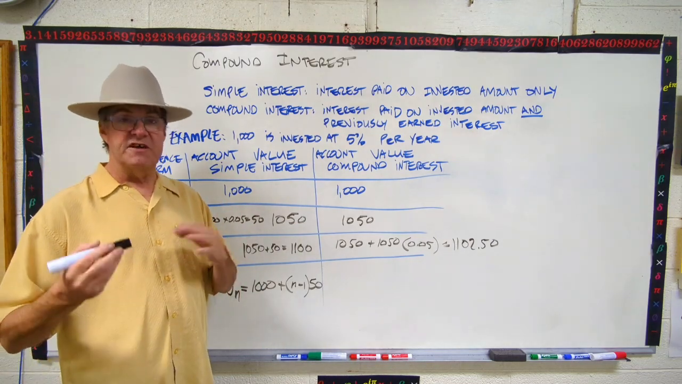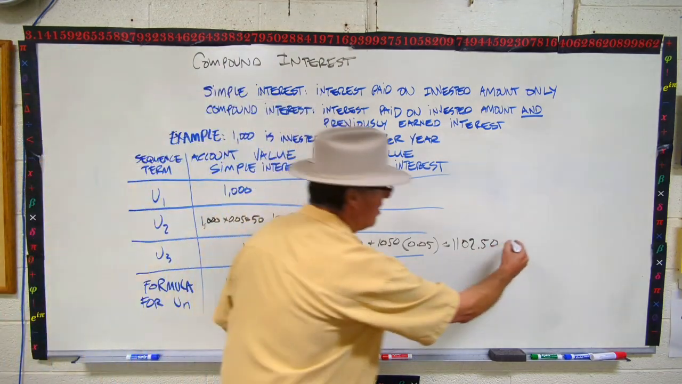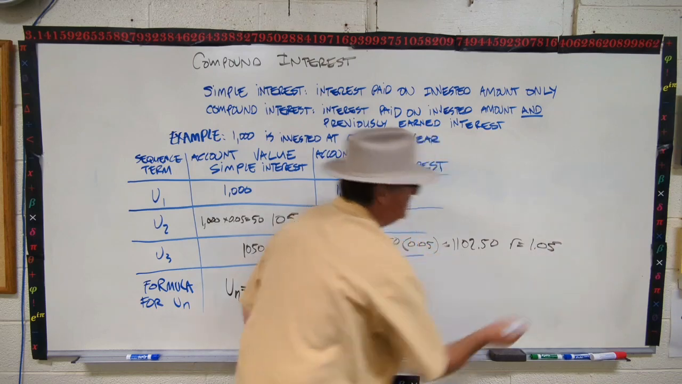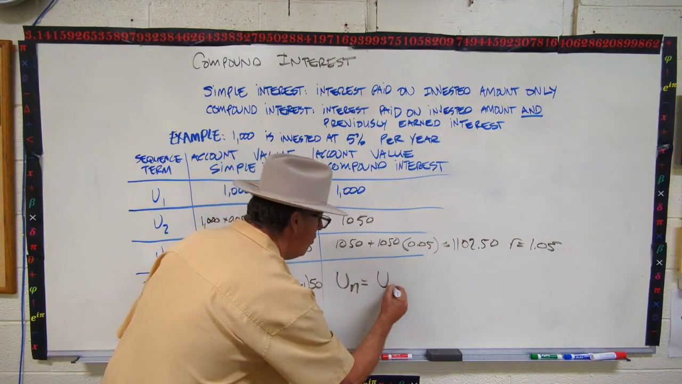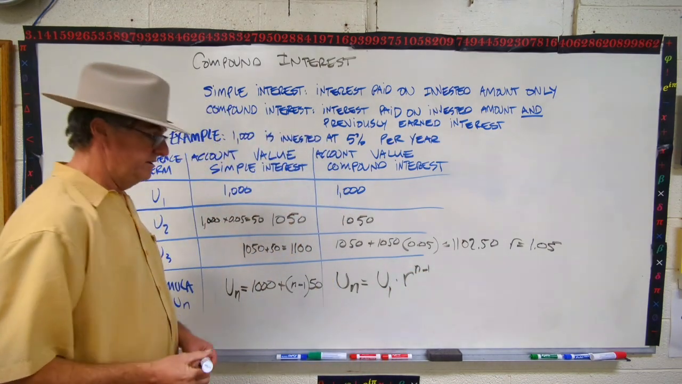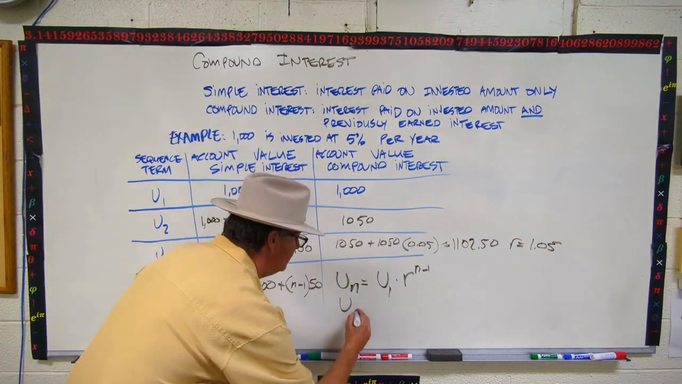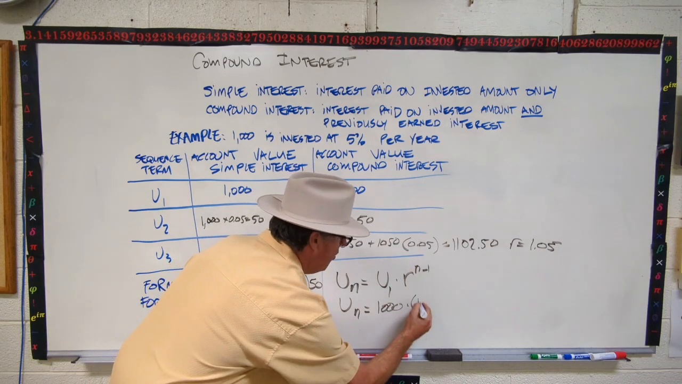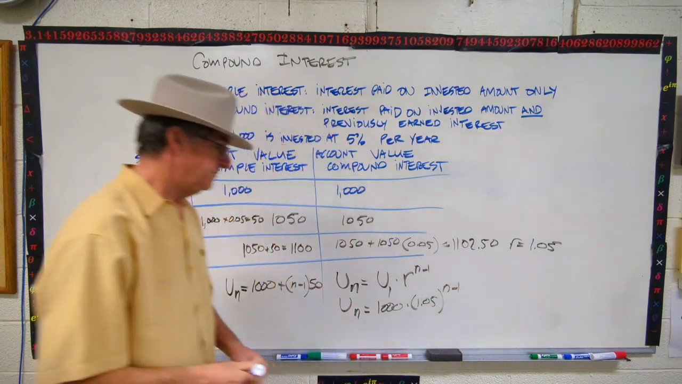It's going to grow faster and faster and faster. So what's our r for this? Our r is equal to 1.05. So we're going to have U_n equals U_1 times r to the n minus 1. Okay, so now let's plug that in with the information that we know. U_n is going to be 1,000 times 1.05 to the n minus 1.